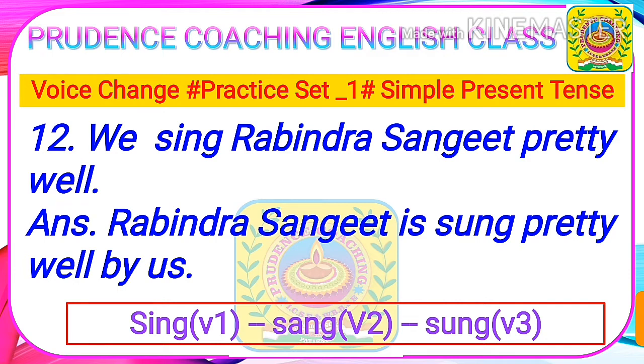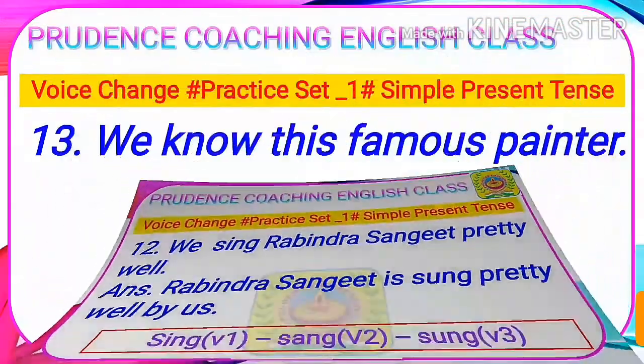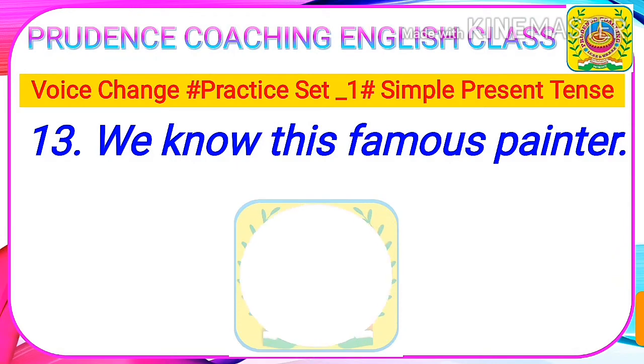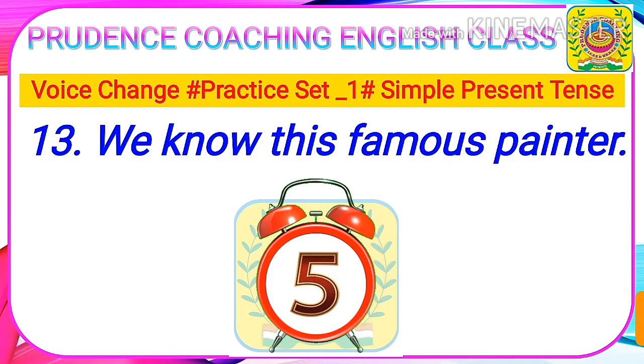And we will write the V3 form of sing, sang, sung. So the V3 form or the past participle form is sung, so we will write here sung. After that we will use the adverb. Here the adverb is pretty well, so we will write the adverb after the verb, and we will end the sentence by us. So our final sentence will be Rabindra Sangeet is sung pretty well by us. Let us see the next statement. Statement number 13 is we know this famous painter. Start.